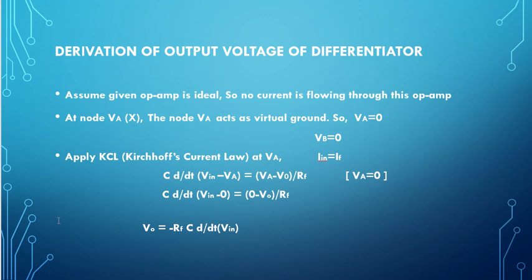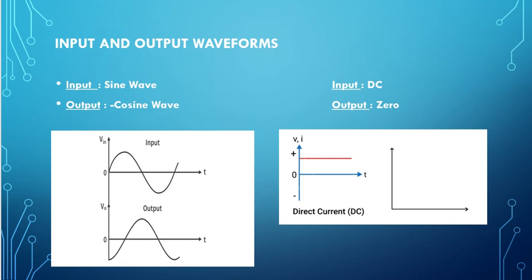In this way we have to derive the output voltage of the differentiator. Now see the input and output waveforms of the differentiator. If we give the input as a sine wave, then we get the output as a minus cosine wave. This is the input and output waveforms of the differentiator. If we give a sine wave, we get a minus cosine wave.